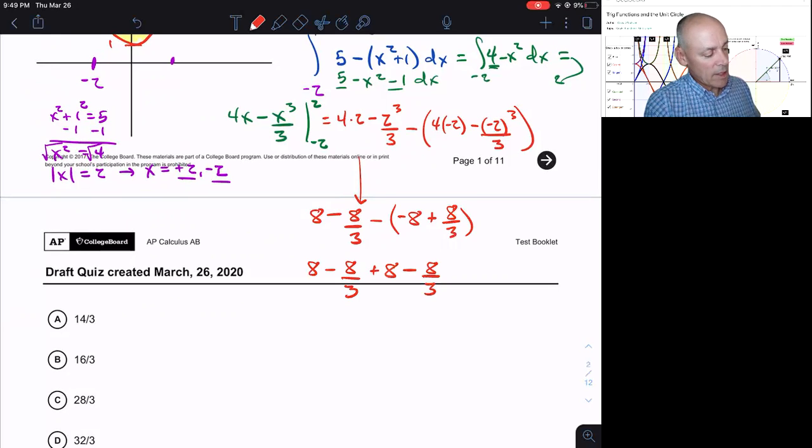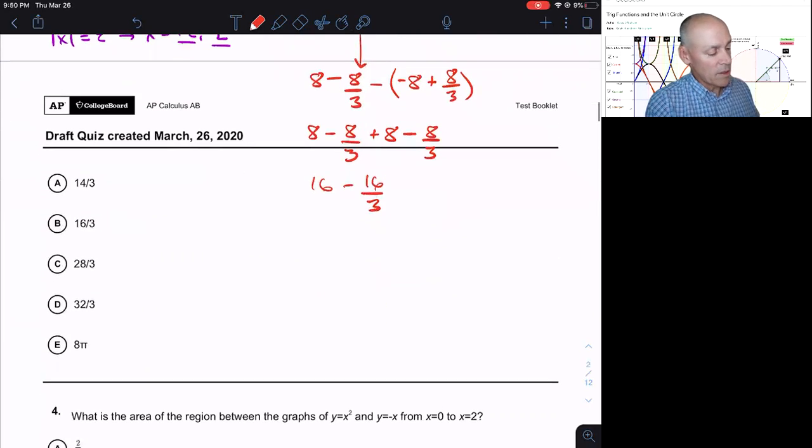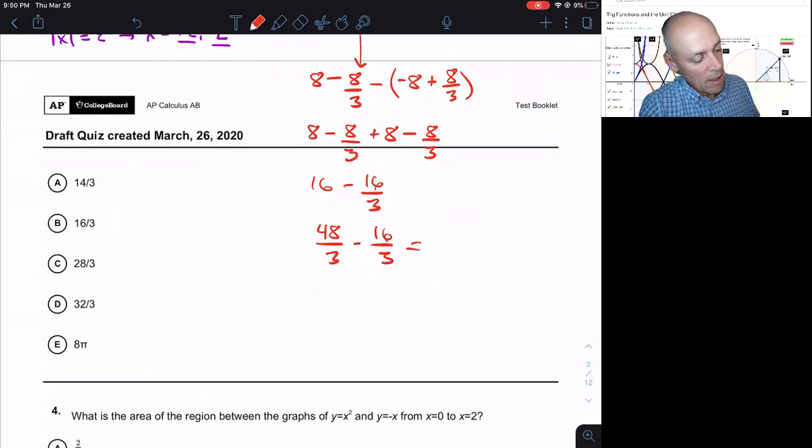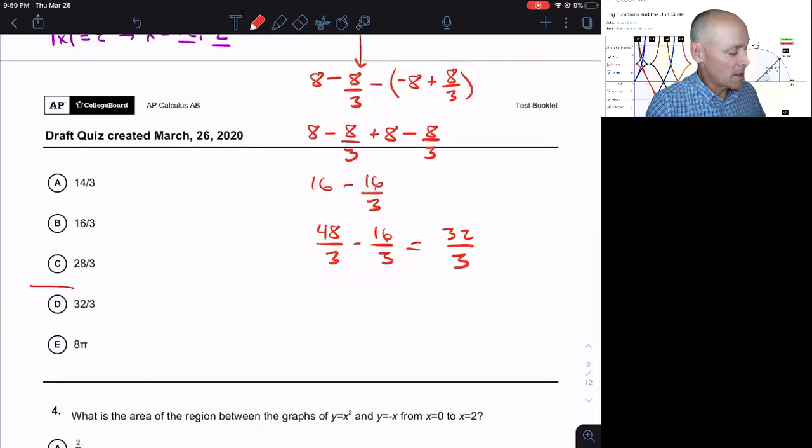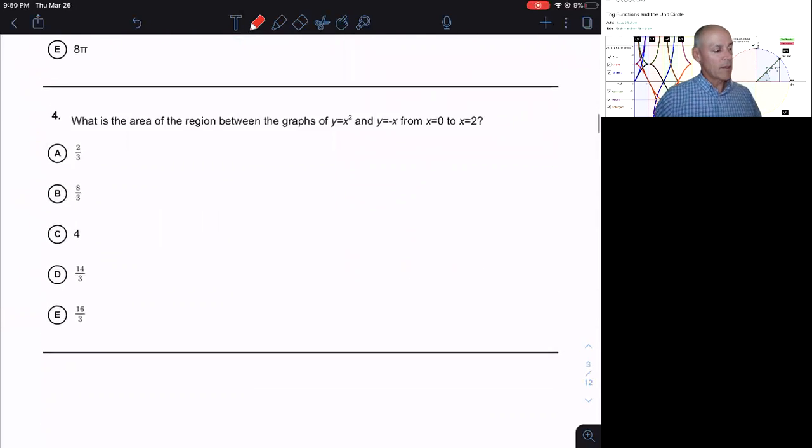So if I distribute the negative here, again, I'm going to have 8 minus 8/3 plus 8 minus 8/3. So I'm going to get 16, the 8 and the 8, minus 16/3. If I rewrite 16 as a number over 3, that's 48/3 minus 16/3. Looks like it's going to be 32/3, which is answer choice D. Okay. Not too bad.